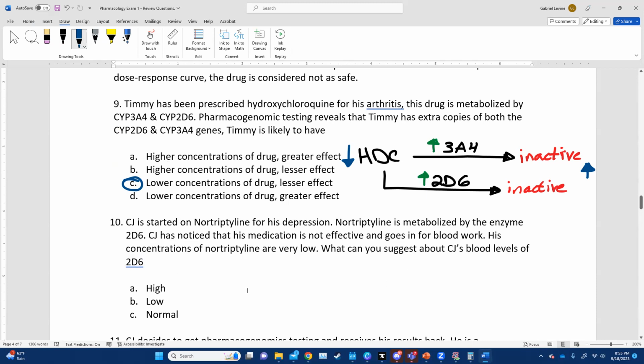All right. Do number 10. CJ has started on nortriptyline for depression. Nortriptyline is metabolized by the enzyme 2D6. He noticed that it is not effective and goes in for blood work. His concentrations are really low. What can you suggest about his blood levels of 2D6?